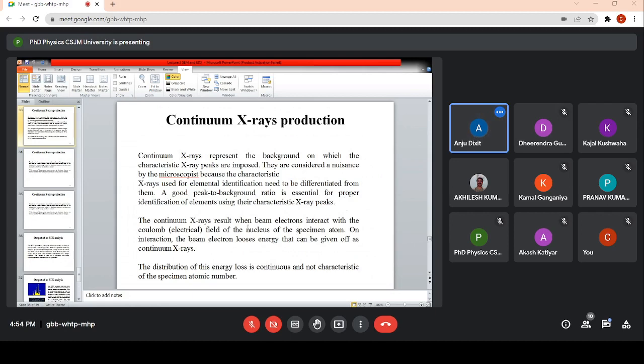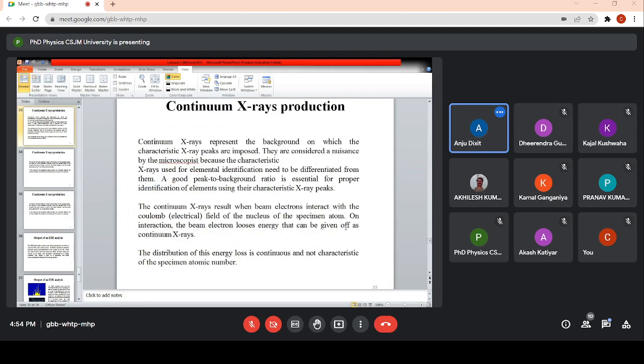So the continuum X-ray results when beam electrons interact with the Coulomb electric field of the nucleus of the specimen atom. On interaction, the beam electron loses energy that can be given off as a continuum X-ray. The distribution of this energy loss is continuous and not characteristic of the specimen atomic number.